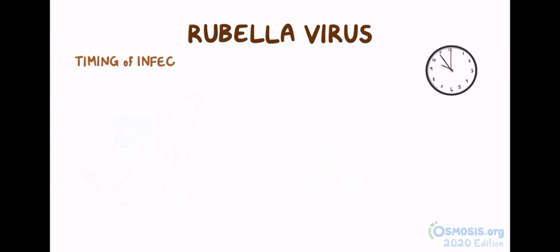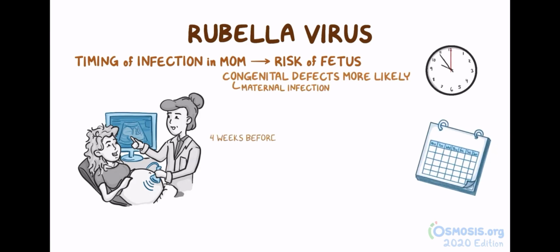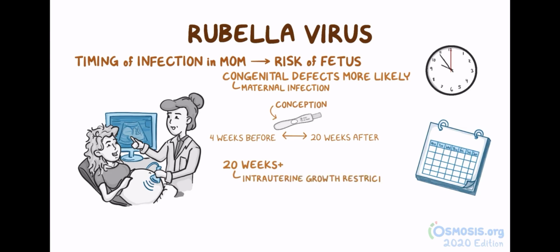The timing of the infection in the mother will determine the risk of the fetus also getting congenital rubella. Congenital defects are much more common if the maternal infection happens between 4 weeks before and 20 weeks after conception. After 20 weeks, there usually aren't fetal defects, but there may be some intrauterine growth restriction, meaning the baby will be smaller than expected for their gestational age.